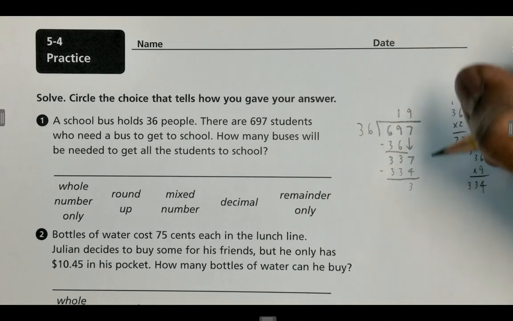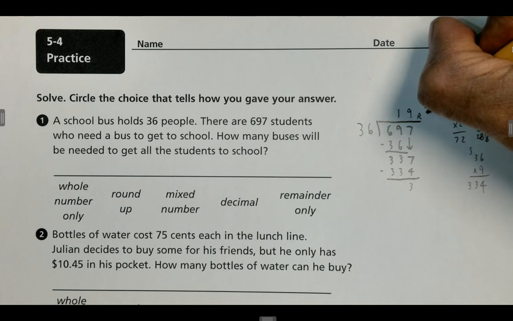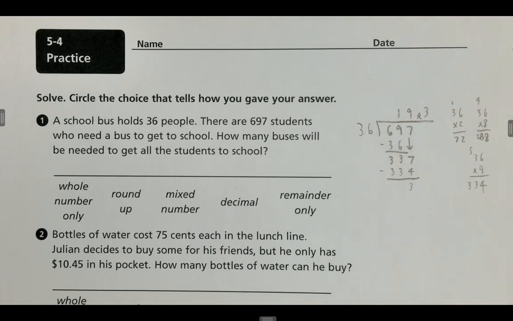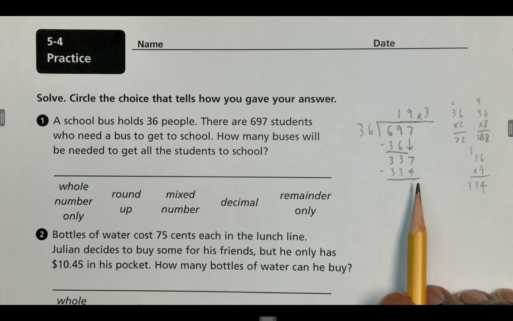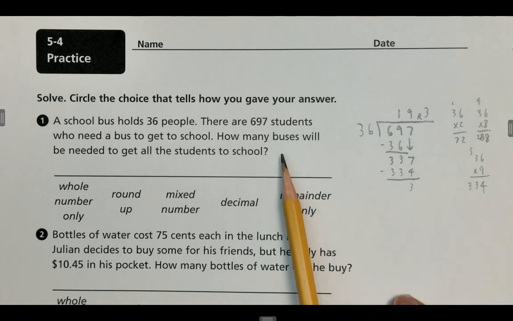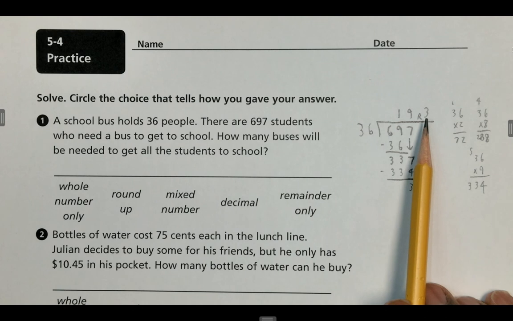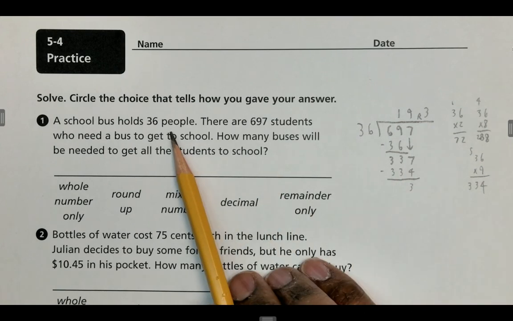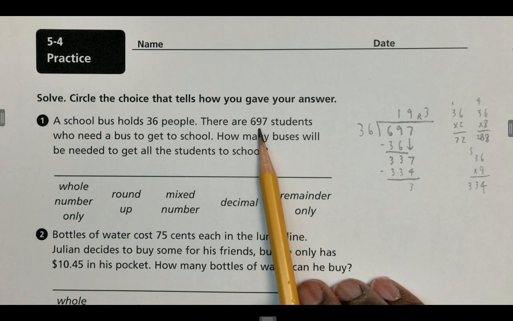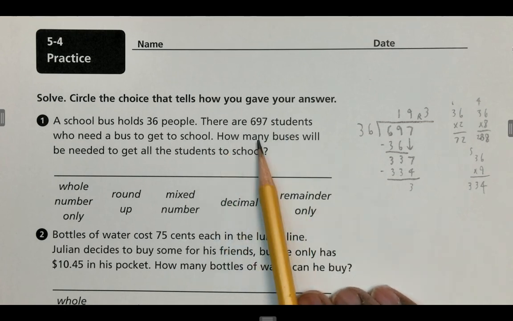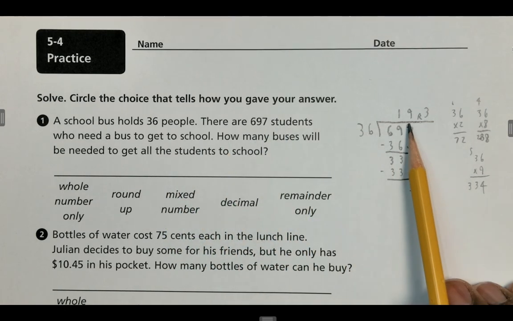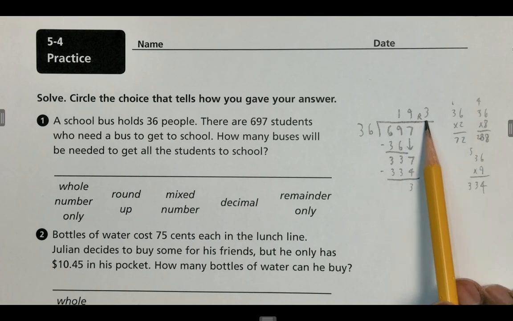7 minus 4 is 3. So we have a remainder. And the answer to the long division problem is 19 remainder 3. Now, we need to go back and rethink about the situation to decide what to do with this remainder. A school bus holds 36 people. If there's this many kids that need the bus to get to school, how many buses are needed? Well, look, we can fully load 19 buses and have 3 left over.